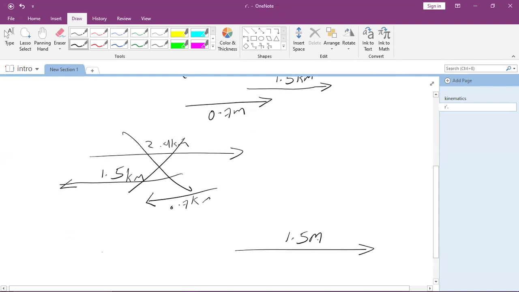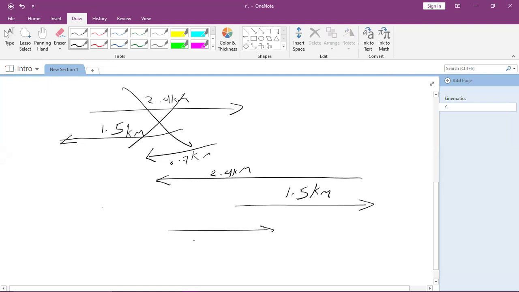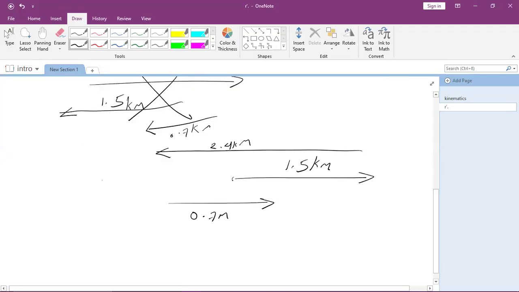Because the 1.5 kilometer was our original direction. Can you see now? East. Turned around, 2.4 kilometer. And then turn around again, back again, 0.7 kilometer. Now what's the question? We're told to find the displacement and distance she jogged. Very straightforward. So this was our starting point, right? You can help yourself by drawing a demarcating line.